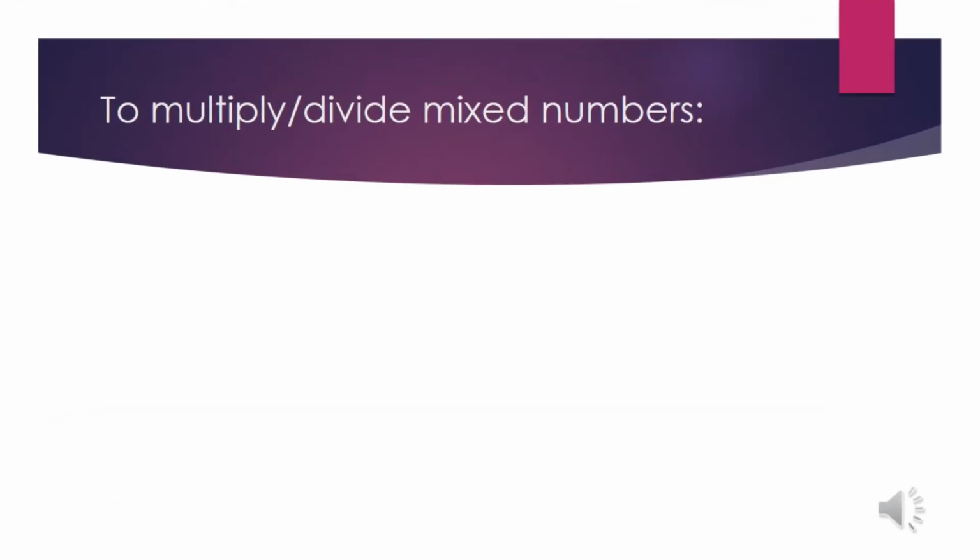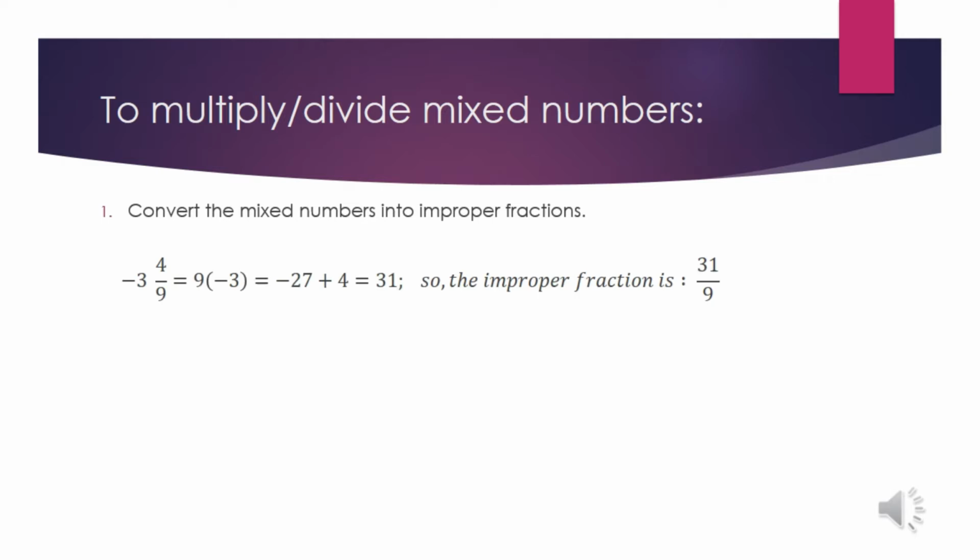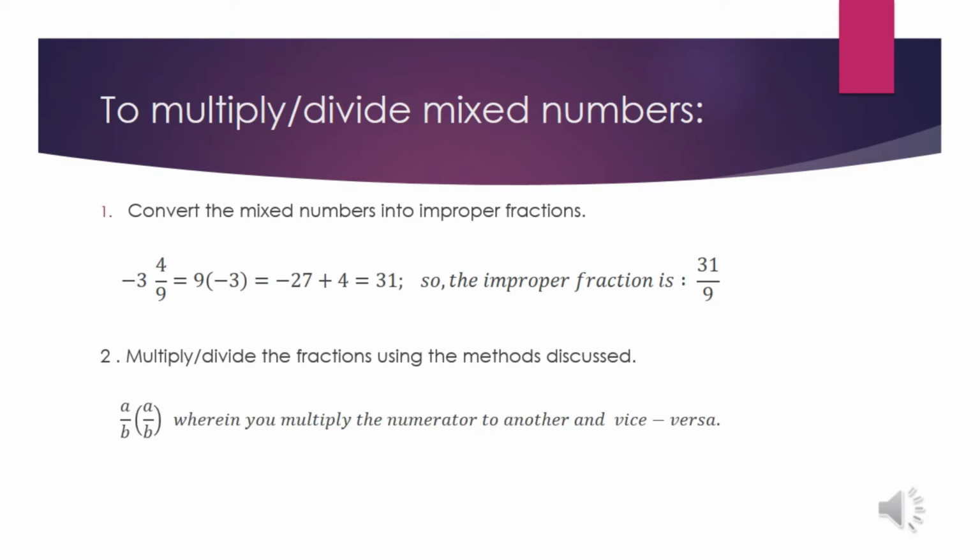To multiply or divide mixed numbers, first you're going to convert the mixed numbers into improper fractions, as you can see below. Second is to multiply or divide the fractions using the methods discussed. In multiplication, we multiply both numerators and multiply both denominators. While in division, you either cross multiply or you keep, change, and flip the second fraction and multiply.